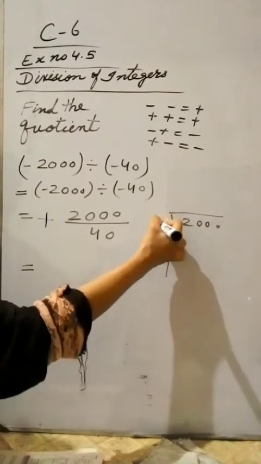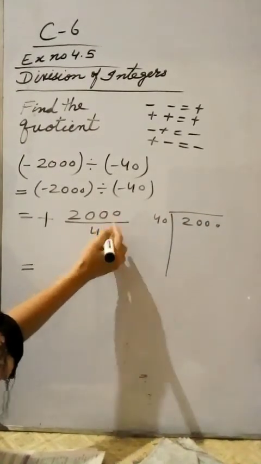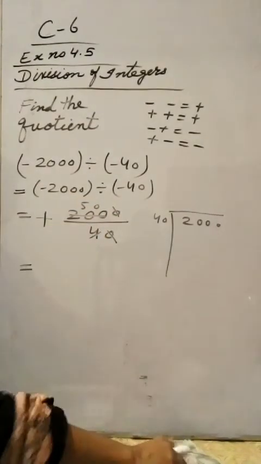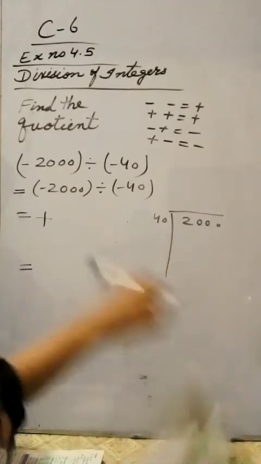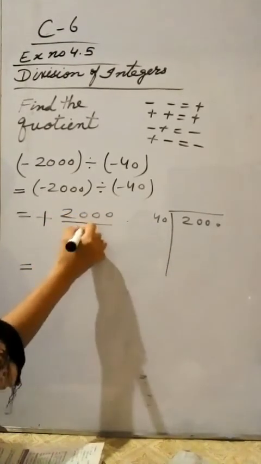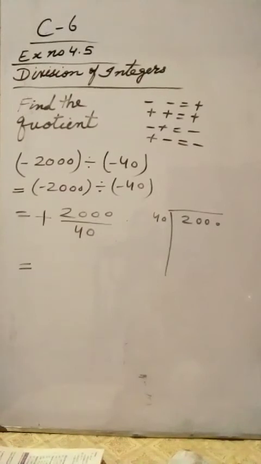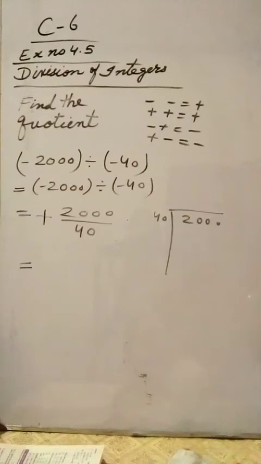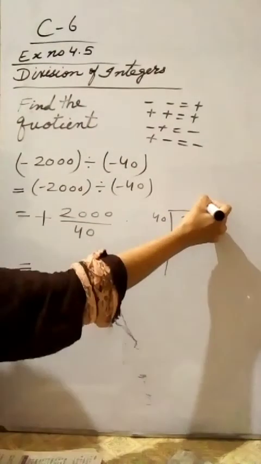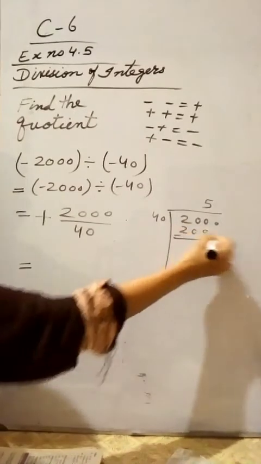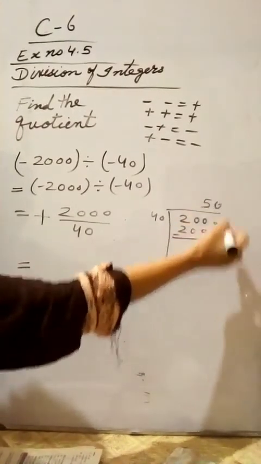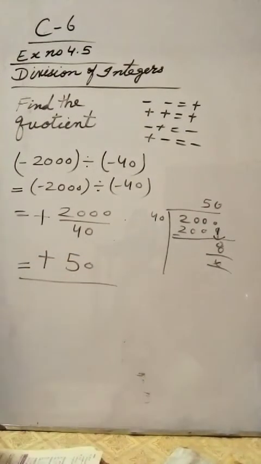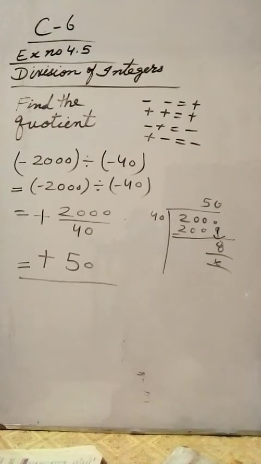2000 divided by 40. You can cross 0 from 0. Then 4, 5 times 20 and 0. You can do it like this. But if you want to check your answer, you have to divide it by 40. Let's check with 40 5 times, 200. Write down 0. 40 0 times 0. So what is the answer? 50, plus 50. Draw the ending line. So these are the steps for solving the question.